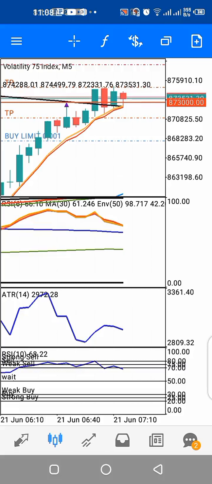Right now it's trying to form like a bullish pin bar, but it is very important to wait for the current candle to move towards one direction. It's trying to move upwards, but it's still within the small range. So no decision will be taken for now until the proper candle formation is sighted.